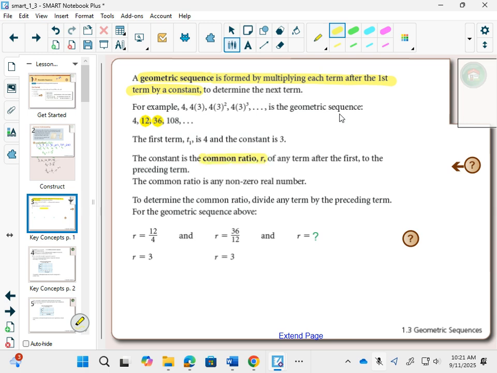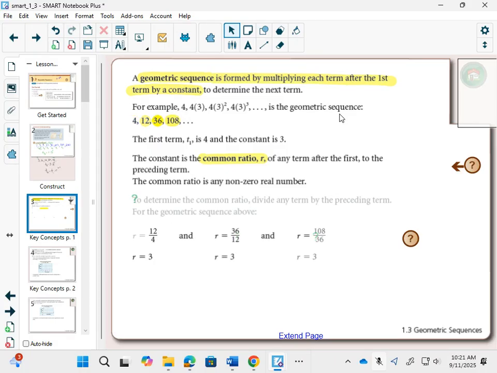So we use r for the common ratio, and you can always find the common ratio by taking any two terms in a row and dividing. So 12 divided by 4 is 3, 36 divided by 12 is 3, and 108 divided by 36 is also 3. Because that's in common, that's why we call it a common ratio, and it's the value you're multiplying by each time. Most of the time, with both arithmetic and geometric, you can just see it.